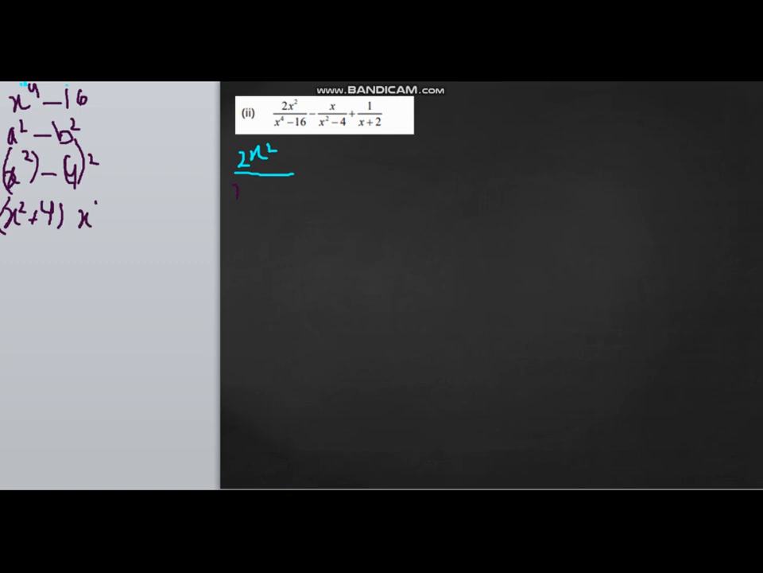What we're doing here is that we're basically just trying to factorize the denominator like we did in the previous question. So this one can be further factorized into two components because x squared is also a square term and 4 is also a square term. So x squared plus 4 and then x plus 2 and x minus 2, right?